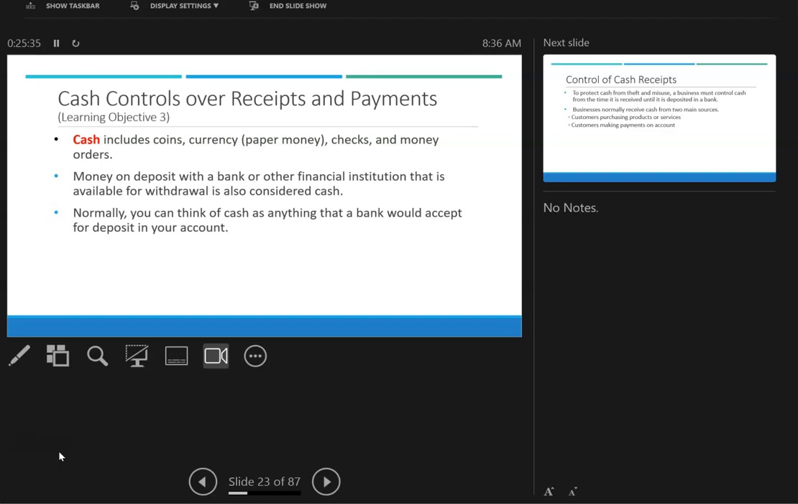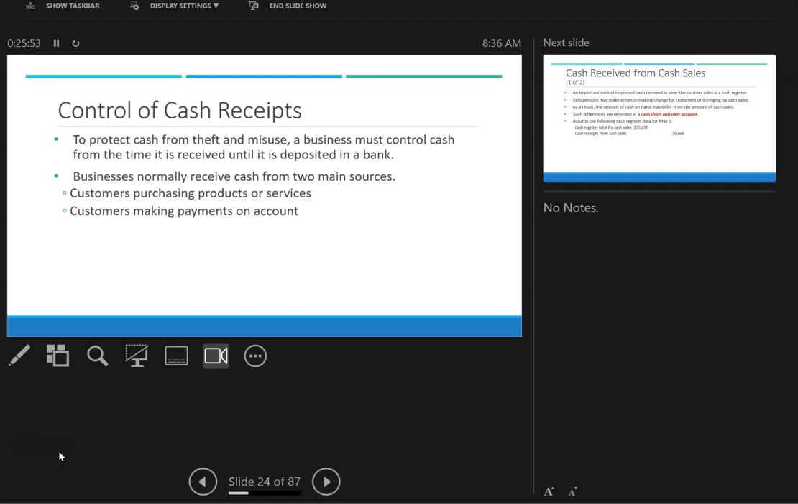So there are certain controls that one can have in place in terms of cash. Cash includes, for our purposes, currency, checks, and money orders. Money on deposit with a bank or other financial institution is also cash. You think of cash as anything that a bank would accept for deposit into your account. To protect cash from being able to walk away, it's got to be controlled. Usually, businesses get cash because of customers purchasing products or services and customers making payments on account.